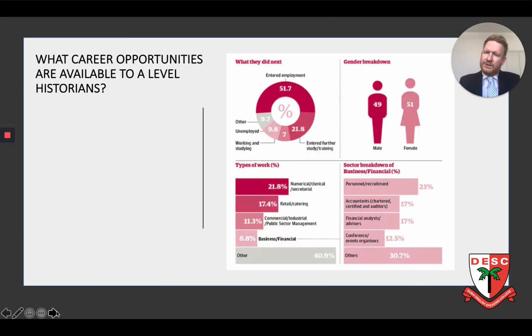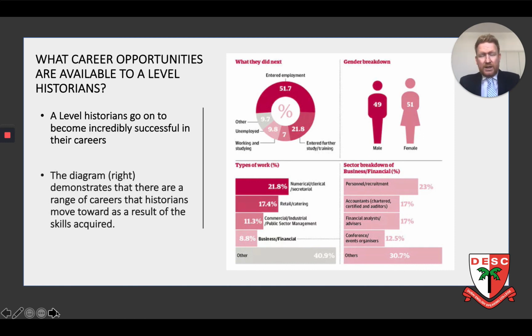What career opportunities are available to A-level historians? Well, the answer is almost every career has some sort of link to history. As you can see on the diagram here, I'm not going to spend time exhaustively going through it, but it gives you a really good indication of all the different careers that historians, both male and female, have been able to access. And they're not the typical, you're not simply going to become a librarian if you take history. There are so many different and a diverse range of opportunities across the board. And so it's well worth looking into as something that facilitates such a wide range of careers.